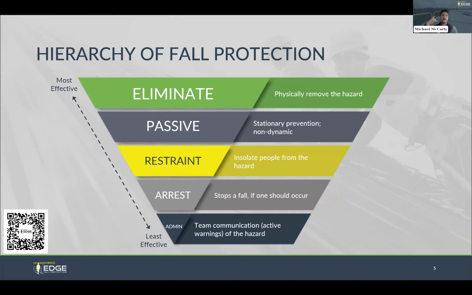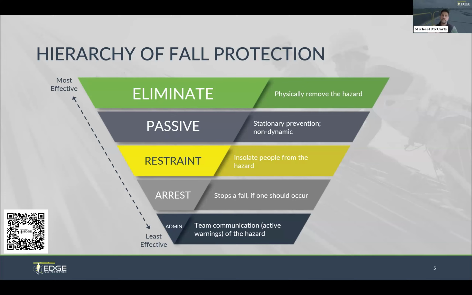It's always in place. Restraint and arrest are considered active fall protection. So we have eliminate, passive fall protection, and active fall protection, with two components there, restraint and arrest. Any type of active fall protection is going to involve your ABCs. So it's an anchor, the connector, and the body wear. Again, we'll go into detail in a few slides here.